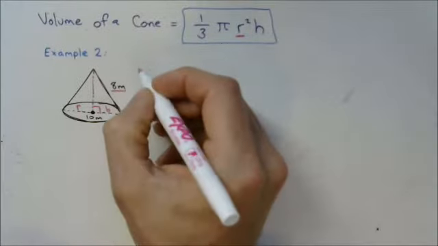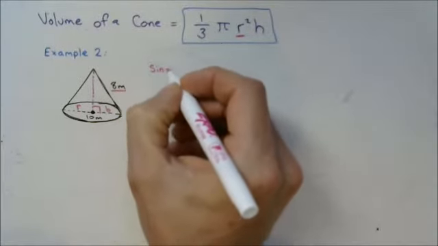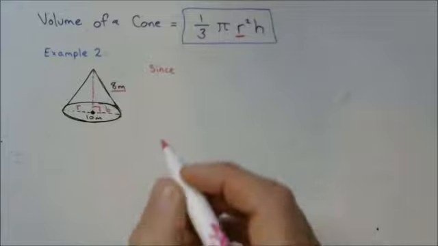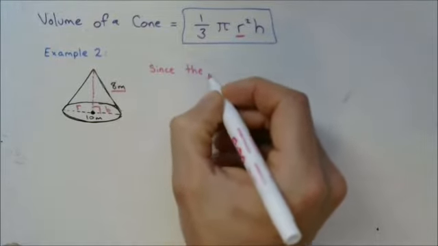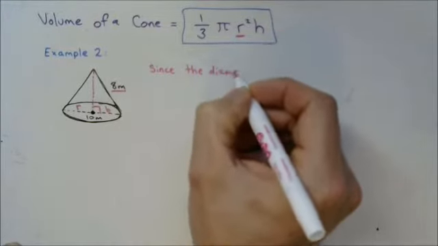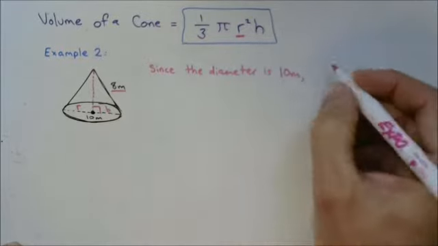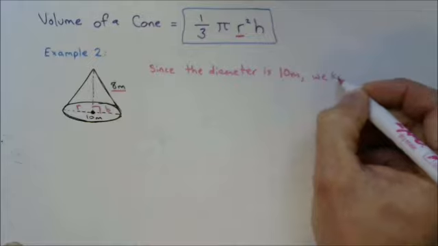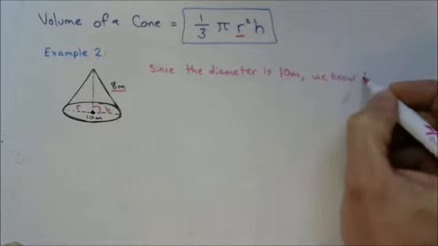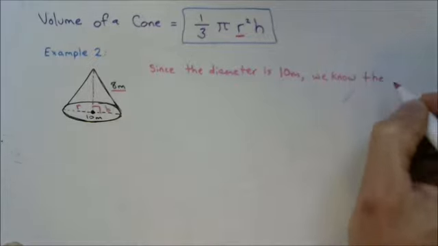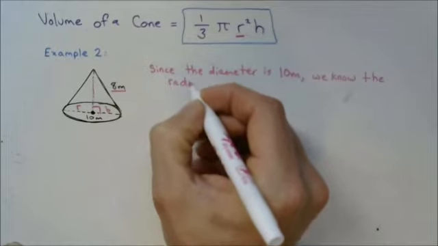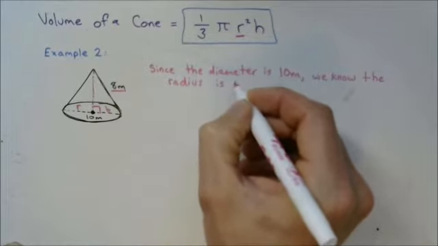So step 1, since the diameter is 10 meters, we know the radius is 5 meters.